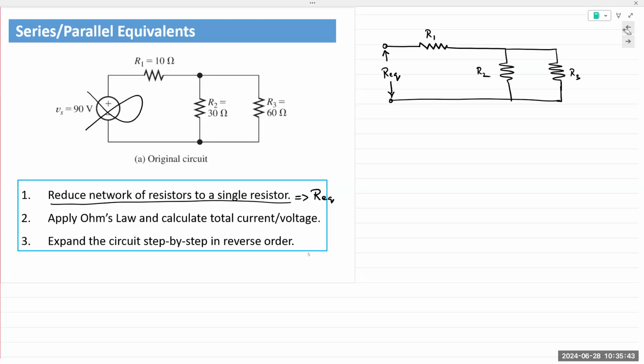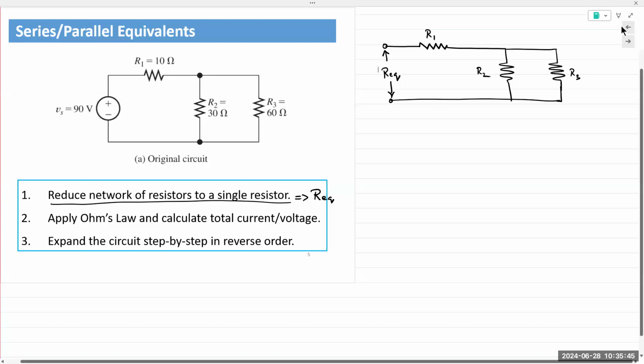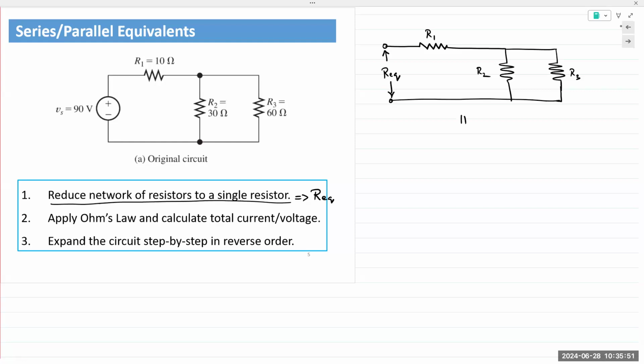You remove the source from consideration and find Req between those terminals. Then you apply our technique and reduce it down to one single resistor. In this case, we have R1 and then the parallel combination of R2 and R3. And then of course Req would be the series combination of R1 plus that parallel combination.